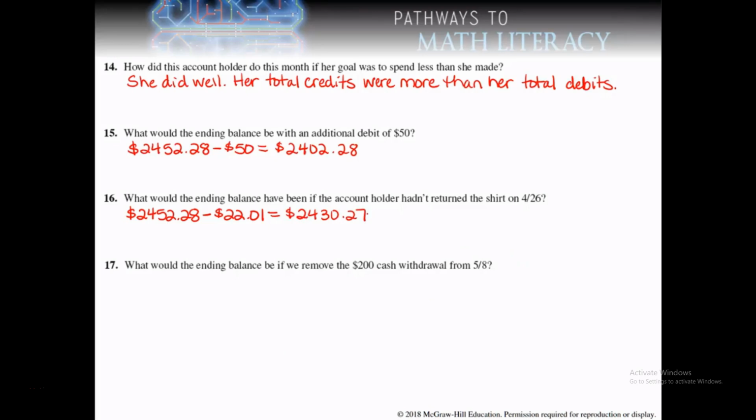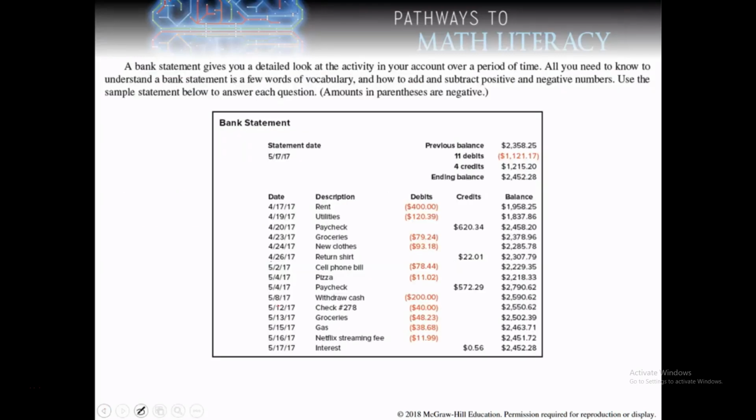In 17, what would the ending balance be if we remove the $200 cash withdrawal from May 8th? So that would mean on May 8th, if we remove the withdrawal, then it was never taken out, which means she would have $200 more, giving her $2,652.28.